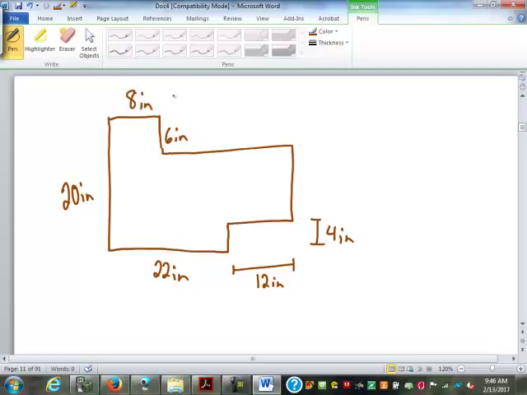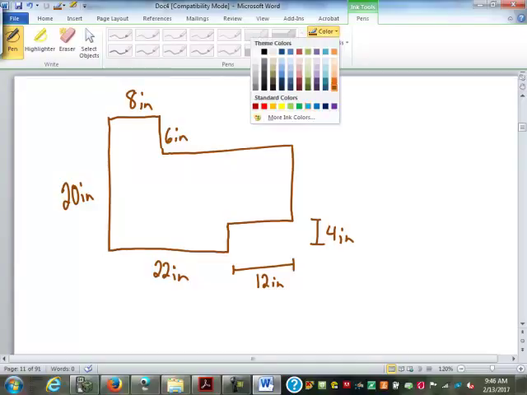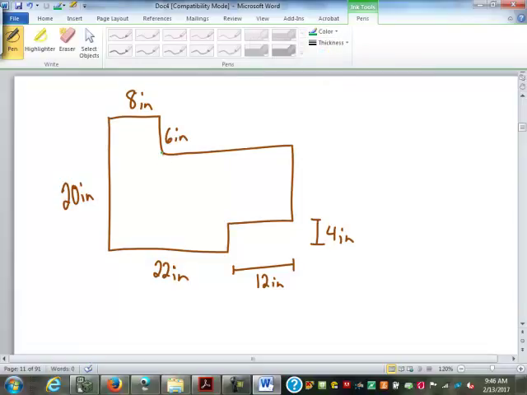So looking at this one, actually, would be about the same amount of work either way. Either way, we have some missing dimensions we need to find. So I'm going to do this one by chopping it up.